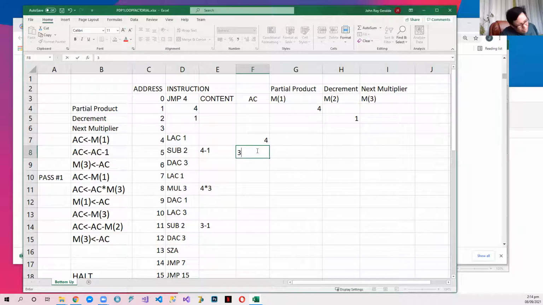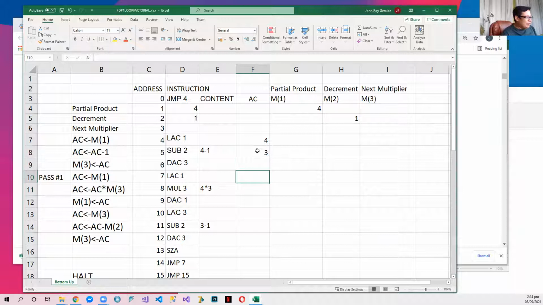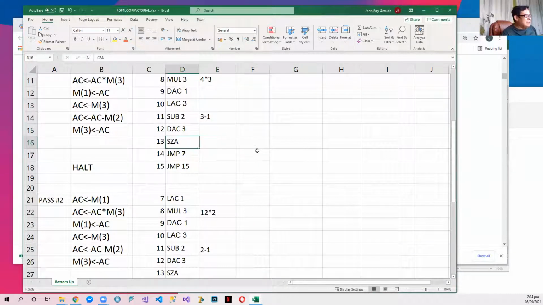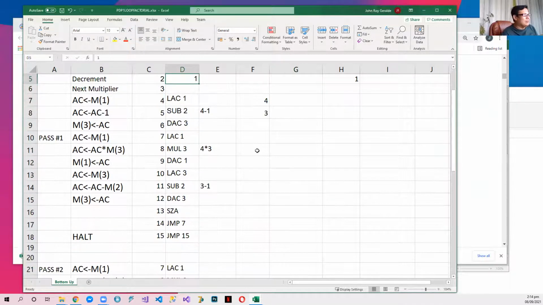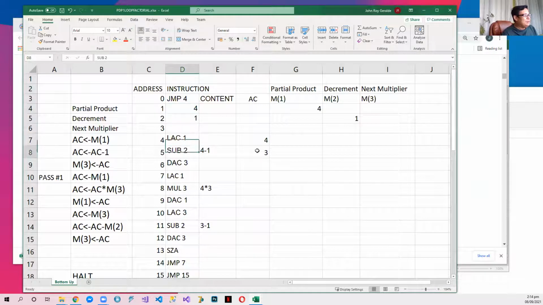You follow? But you can also write it down in top-down version. Because we have another equivalent for the jump plus. The equivalent for CF is SZA. They follow? SZA. We'll find that out anyway. Sub 2, so the accumulator becomes 3, and we say DAC 3. What do you mean by DAC 3? It means deposit accumulator, no? It's like the equivalent of store, no? Deposit accumulator. So which means the accumulator is now in 3. Do you follow?